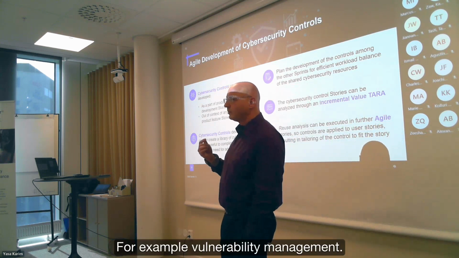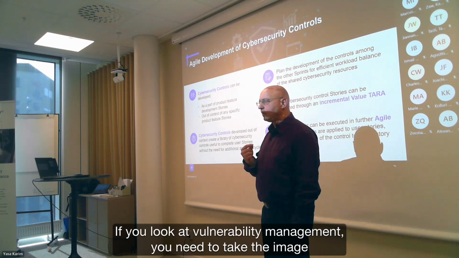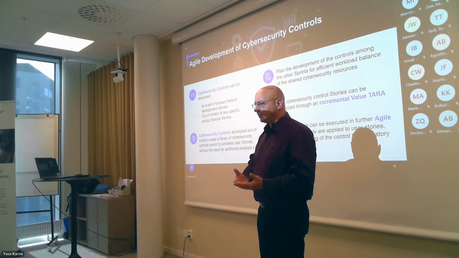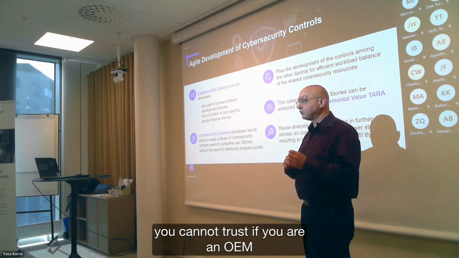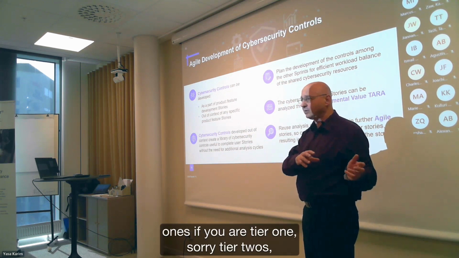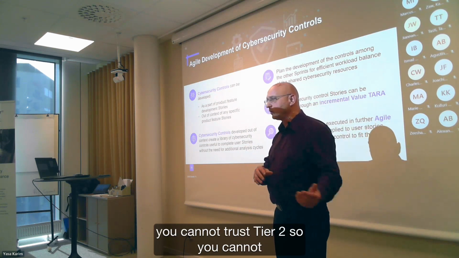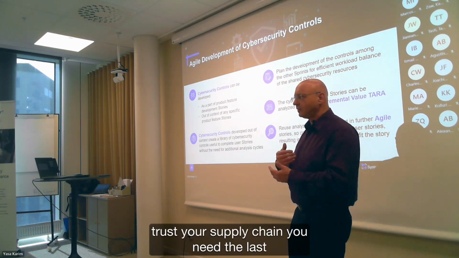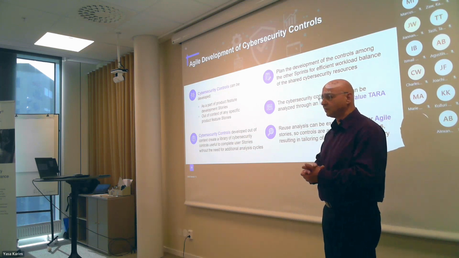For example, vulnerability management. If you look at vulnerability management, you need to take the image, because this is the only thing you can trust. You cannot trust the code. You cannot trust if you're an OEM, sorry, tier ones, you cannot trust the tier ones. If you are tier ones, sorry, tier twos, you cannot trust tier twos. So you cannot trust your supply chain. You need the last person on the supply chain to do the full test, full review.